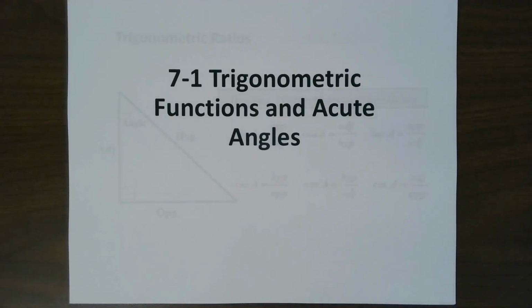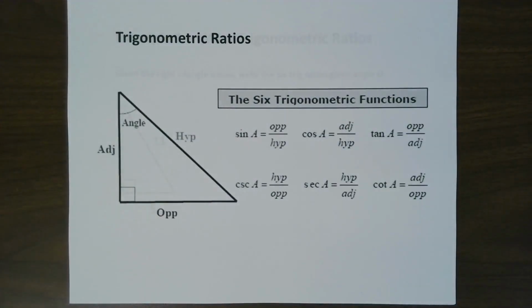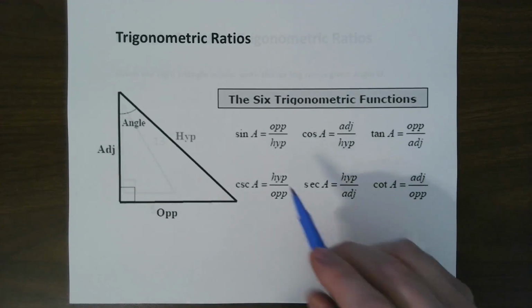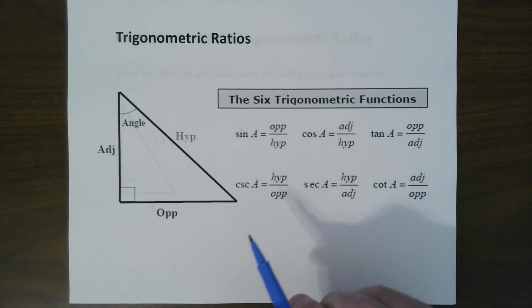Hi, today we're talking about trigonometric functions and acute angles. So here are your basic 6 trigonometric ratios. We know that sine is opposite over hypotenuse, cosine is adjacent over hypotenuse, tangent is opposite over adjacent.